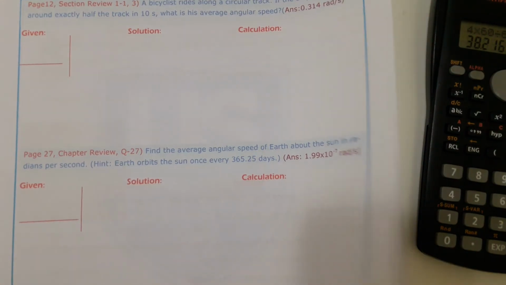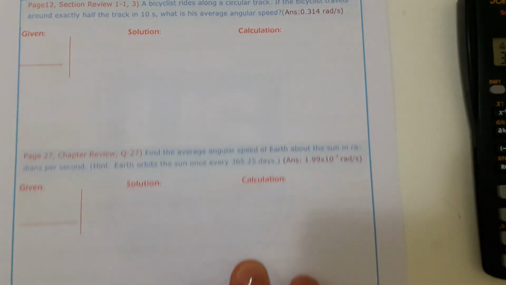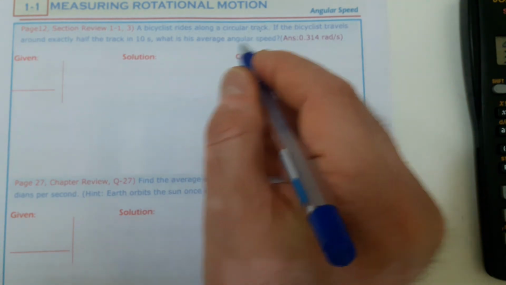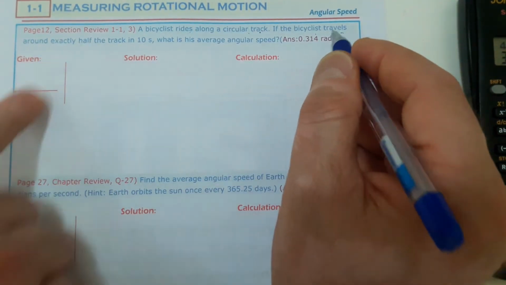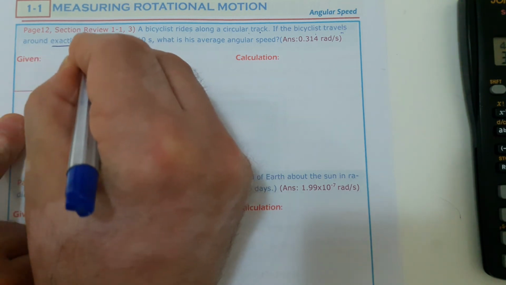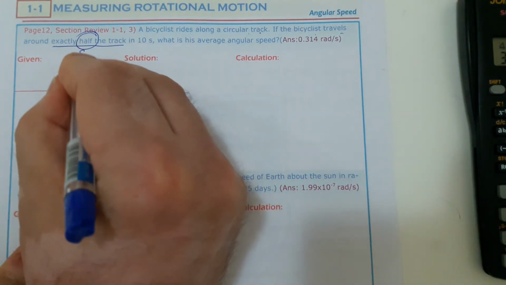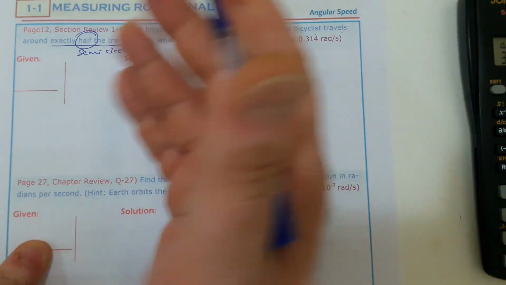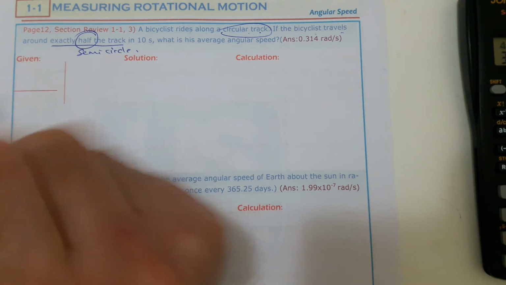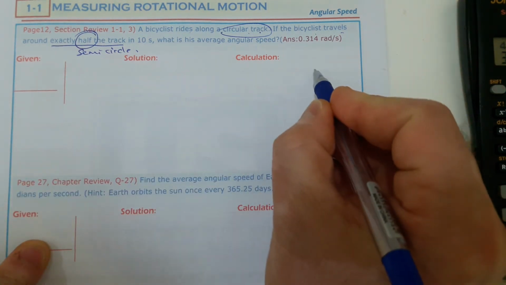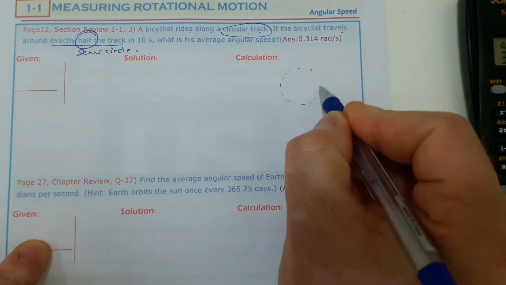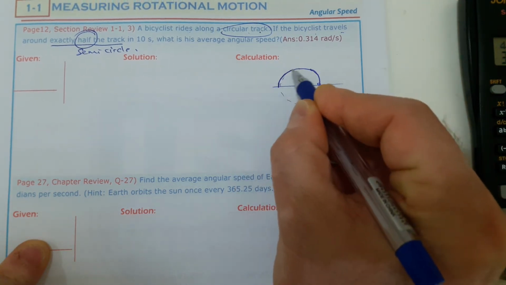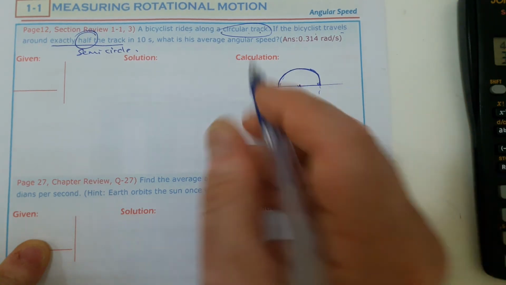Now a section of questions about angular speed. A cyclist rides along a circular track. If the cyclist travels around exactly half the track, this is important. Exactly half. Half the track means a semicircle. Because it's a circular track, but half of that track is traveled. A semicircle is traveled. The track is going to be like this. It's a circle, but not all. Half of it. From here to there, the cyclist travels.